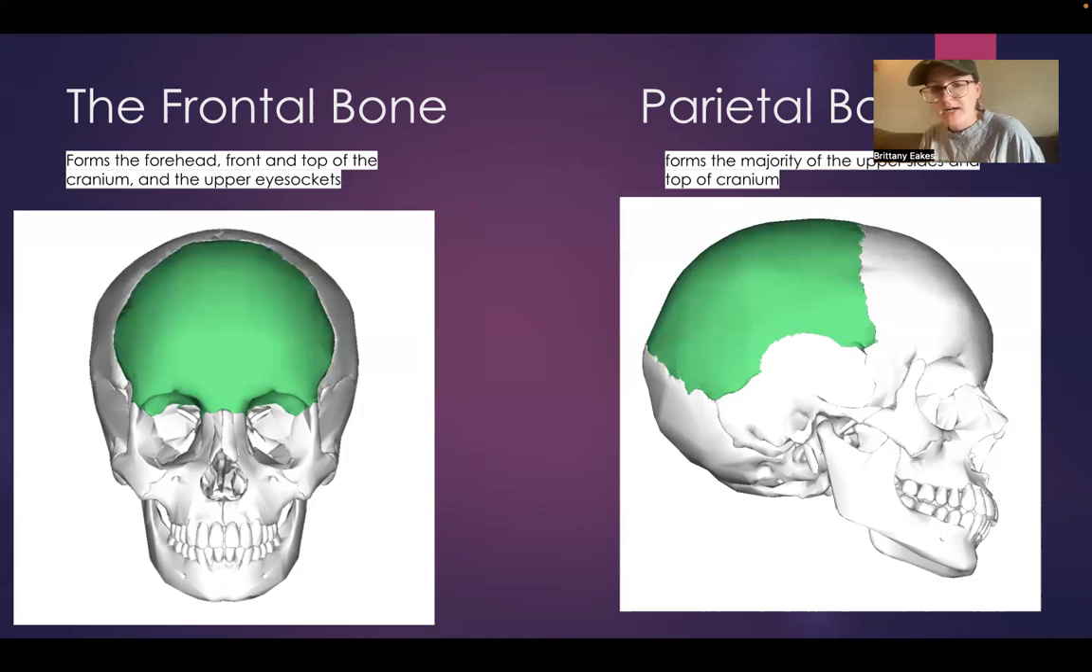There are two parietal bones, and you'll see these highlighted in green. They form the greater portion of the sides and roof of the cranial cavity. So I think in restorative art, we talk about like a king's crown or a queen's crown, and how if it were to rest on the head, it would rest on the parietal bones.